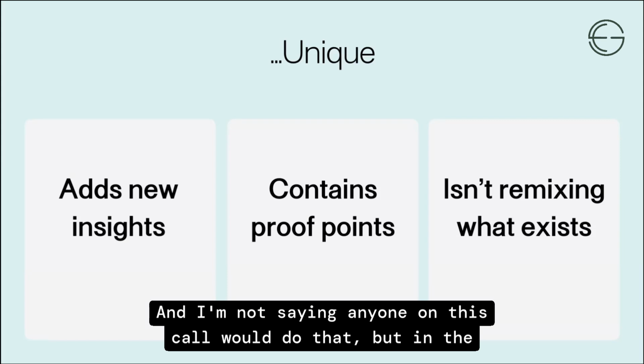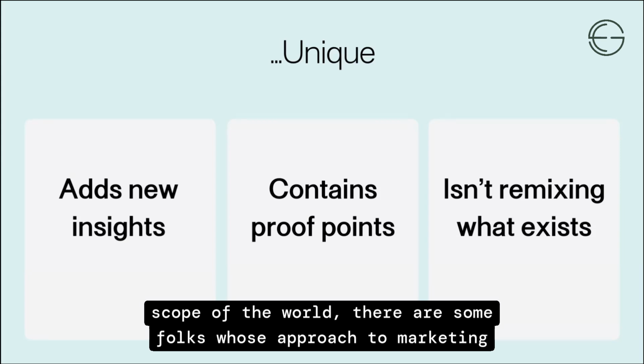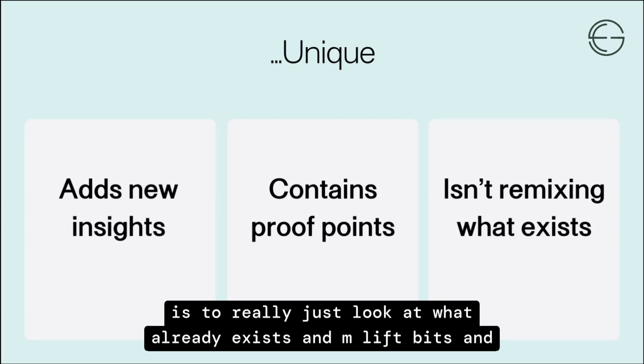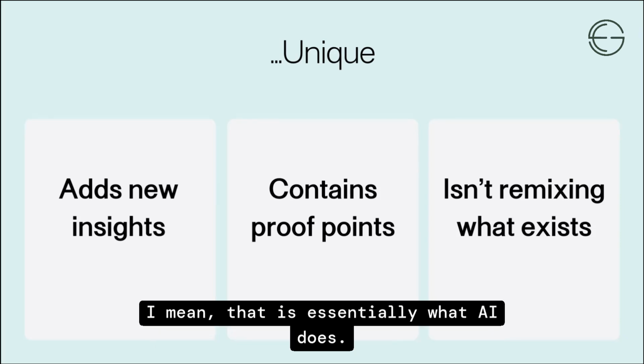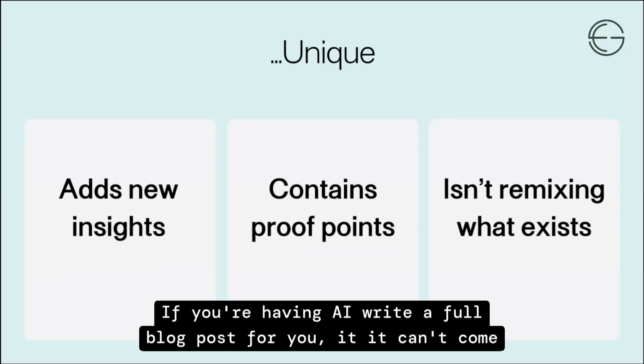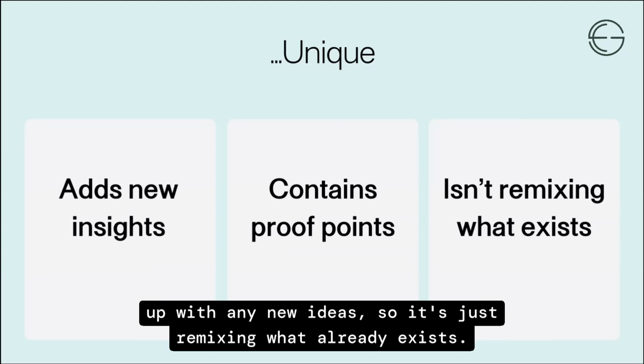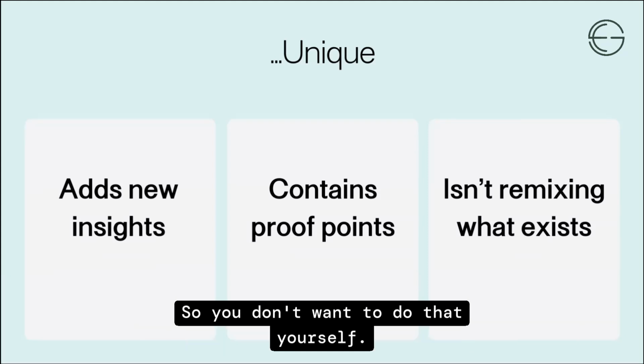I'm not saying anyone on this call would do that, but in the scope of the world, there are some folks whose approach to marketing is to really just look at what already exists and lift bits and pieces of it and put it on their own website. I mean, that is essentially what AI does. If you're having AI write a full blog post for you, it can't come up with any new ideas. So it's just remixing what already exists.